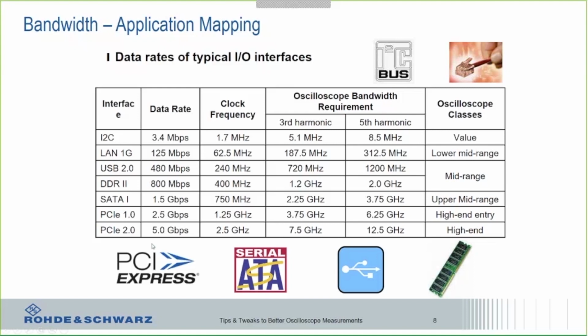We'll take one more quick extreme example here. PCI Express 2.0 is 5 gigabits per second data rate, and the clock frequency runs at 2.5 gigahertz. With that, for the third harmonic, you'd want 7.5 gigahertz. And for the fifth harmonic, you'd want an oscilloscope with 12.5 gigahertz of bandwidth. These are generally going to be higher end oscilloscopes, particularly when you want to look at it from a real-time perspective. They're getting up into the tens of gigahertz of bandwidth for these.